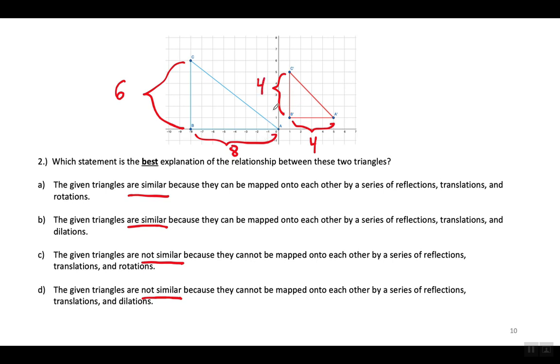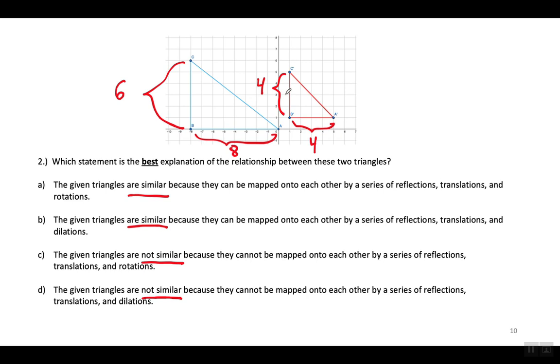Okay, now if these two triangles were similar, since this is 8 and this is 4, that would mean I'm dividing this side by 2 to get this side. So if they were similar, that would mean I would have to also divide this side by 2 to get this side. And we can see that 6 divided by 2 is 3, but this does not say 3, it says 4.